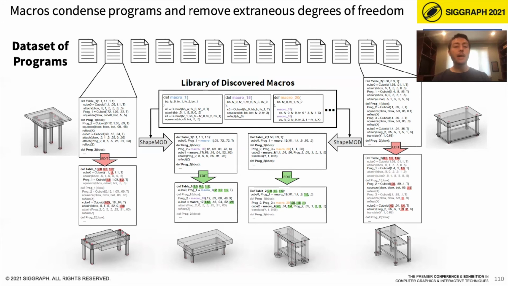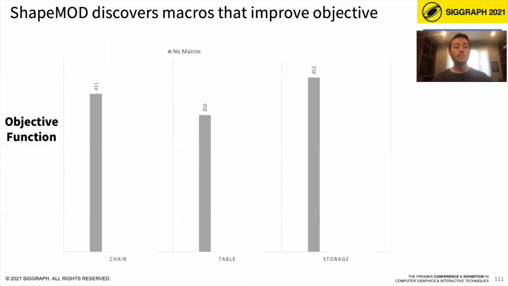For example, after the sequence of edits, all table legs remain the same size in the third column shape that uses macros, while the shape in the fourth column that doesn't use any macros becomes disconnected and physically implausible.